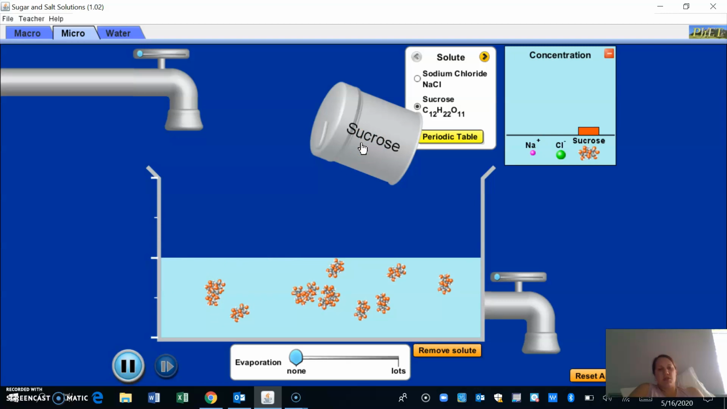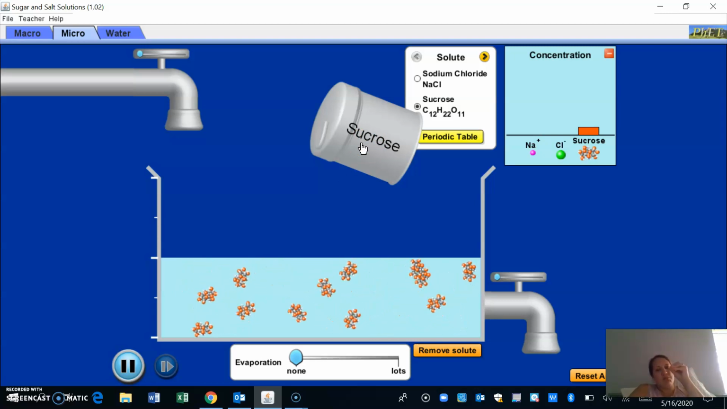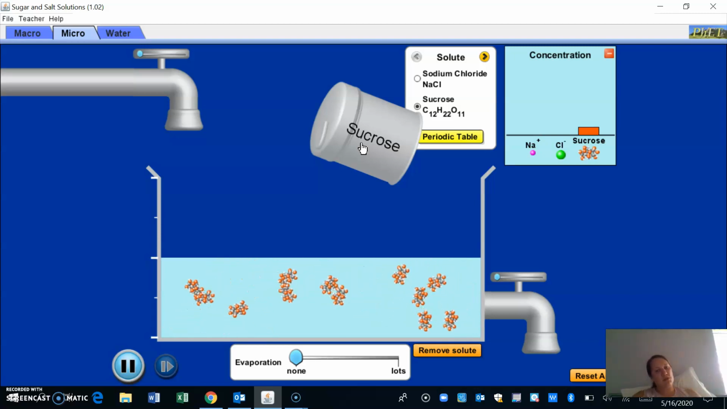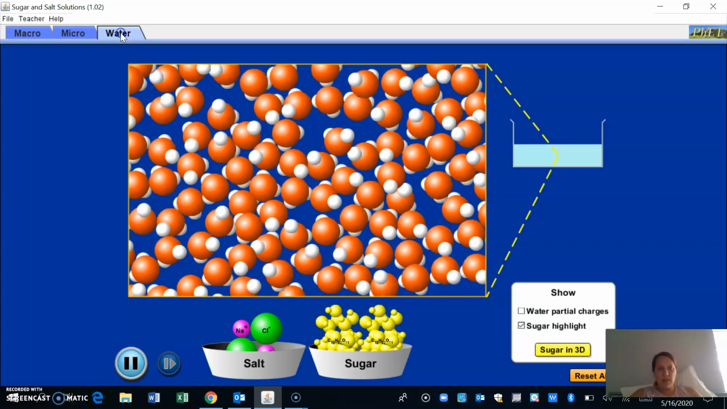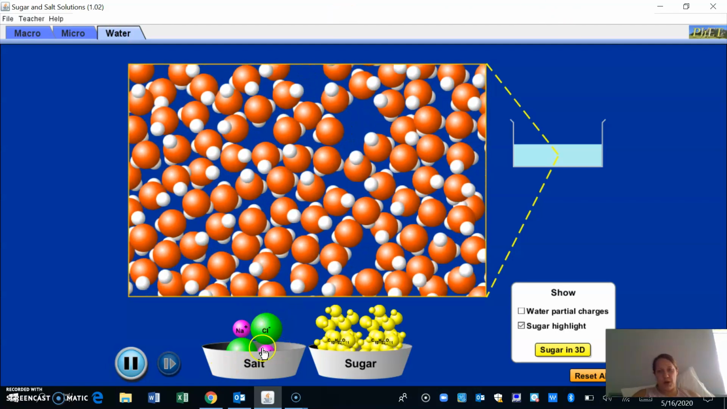There's no free charges, there's no free ions, because the atoms are still held together in molecules. It's just that the molecules are now separated from other molecules, whereas before, they might have been closer together to other molecules. So let's take a look at what this looks like with the water particles as well, okay?